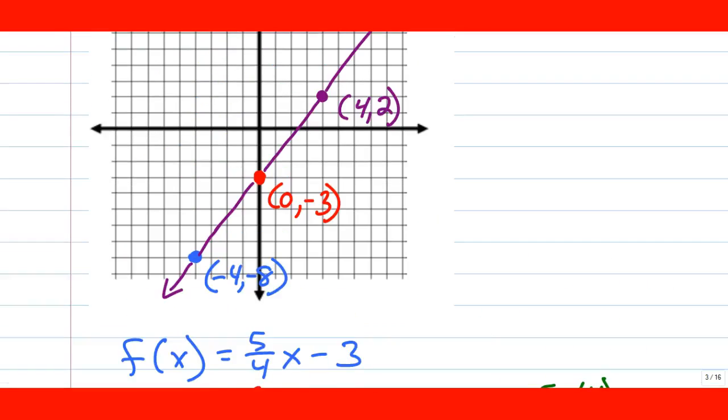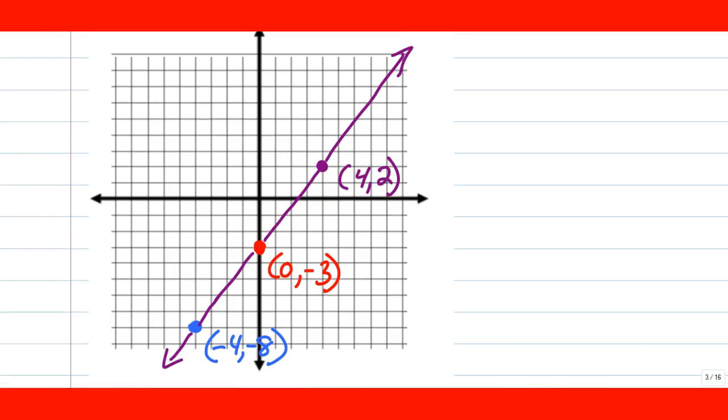I then return to the graph to put my 3 points on and to check to see if I've created a line. So I put on the 0, negative 3. I also graph the 4, 2, and lastly the negative 4, negative 8. When I draw a line in here, I see that they all line up, so I've done the math correctly. Now I can move on to the next problem.